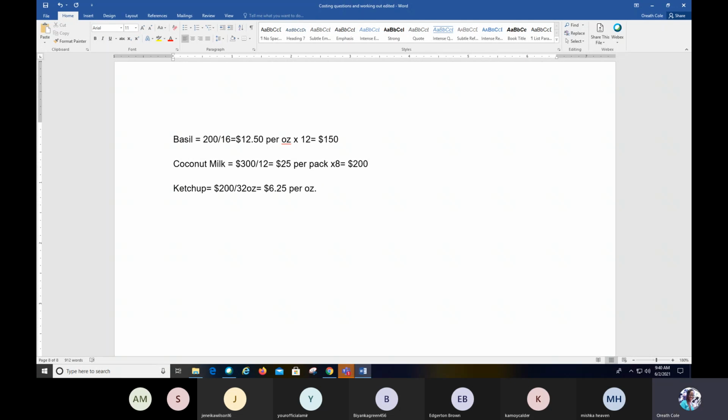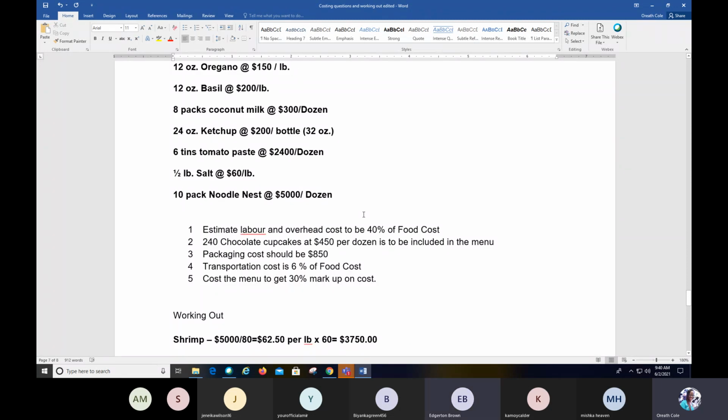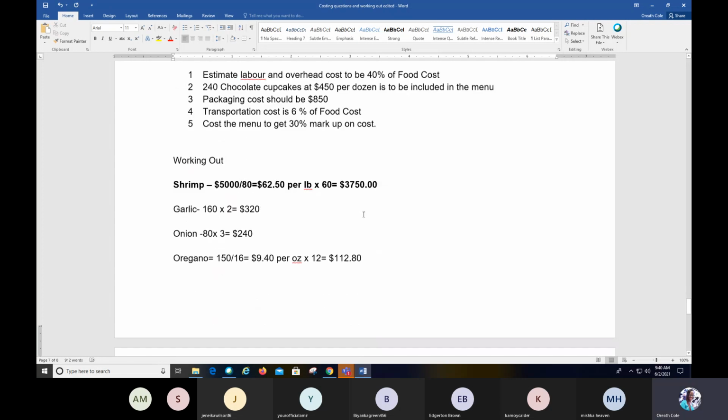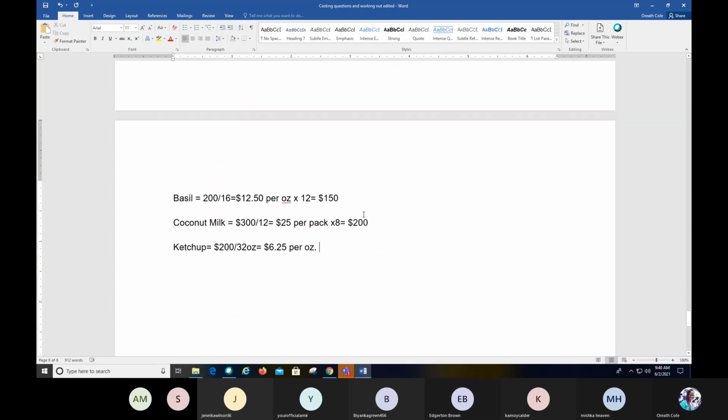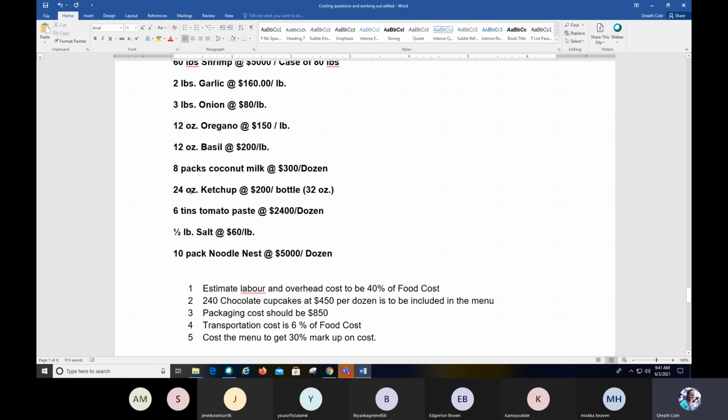What's the next step? How much ketchup do we want to find the cost of? That one, times it by the 24 ounce. So that will equal what now? 150. So that means it is $150 for the 24 ounce of ketchup.